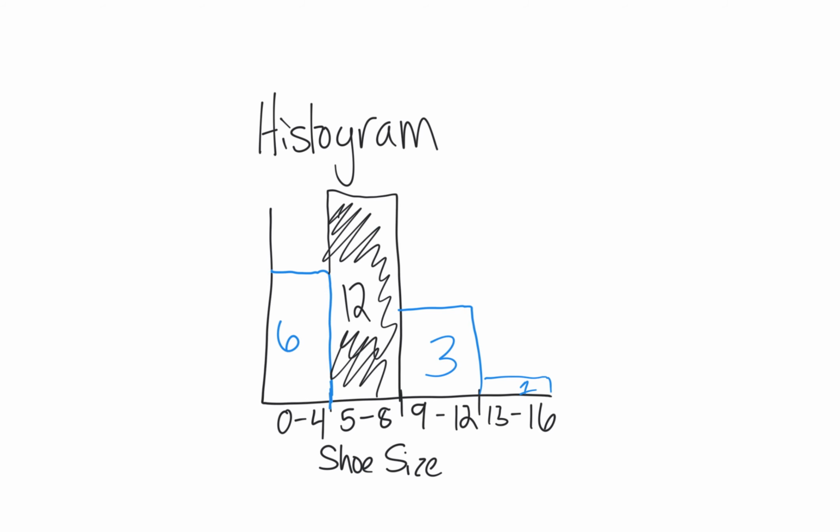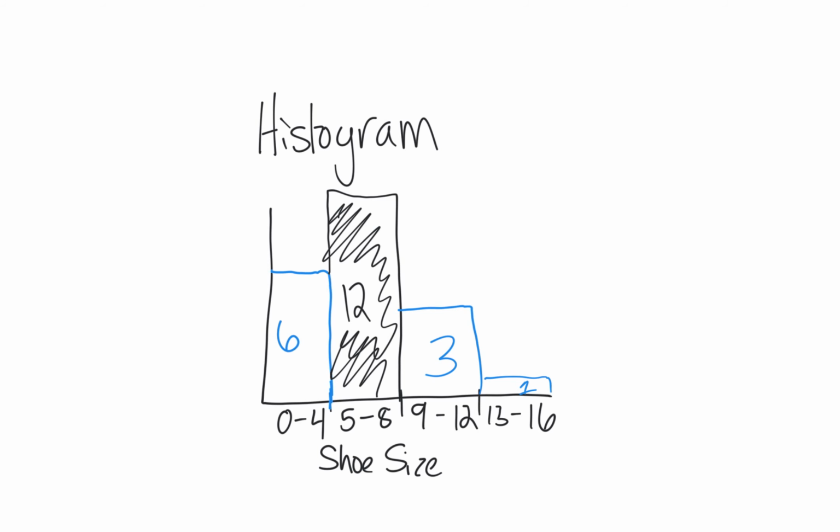So you can make a histogram, and these would work great for shoe sizes. How tall students are. You could have them from like 5 foot to 5'4", from 5'5" to 5'8", something like that for different height categories as well. So histograms are great for saying how many things fit into a category.